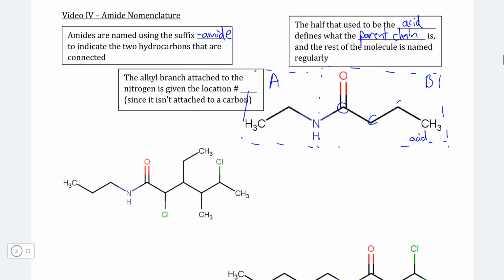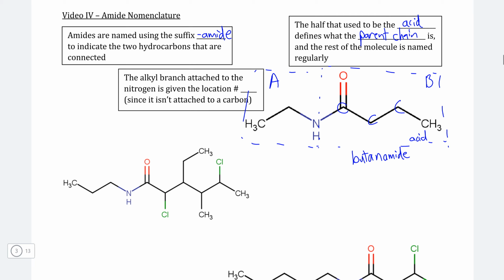So if we count carbons, we can see that the hydrocarbon that is the basis for our parent chain is going to be but-. We see there are only carbon-to-carbon single bonds, so this would be butane. And then we designate the amide functional group here by adding the suffix amide, and this would be pronounced butanamide, or butanamide if you prefer the emphasis on the word amide.